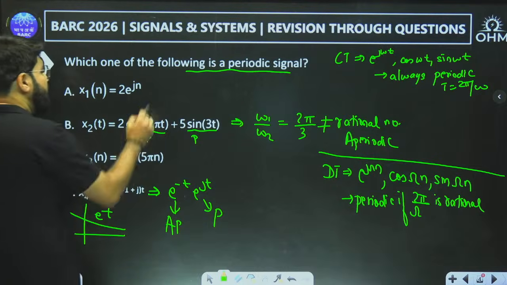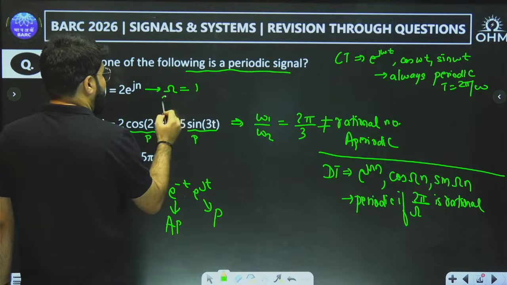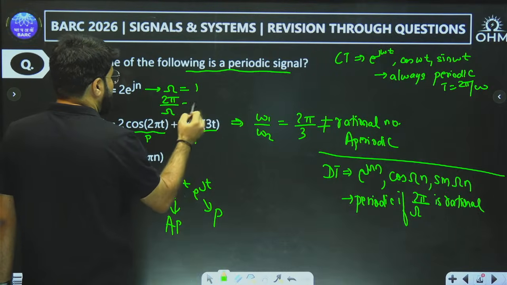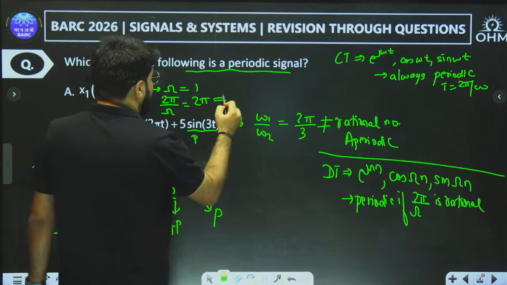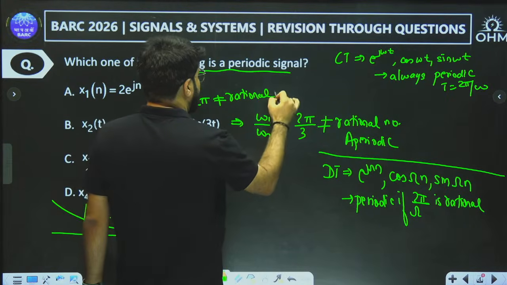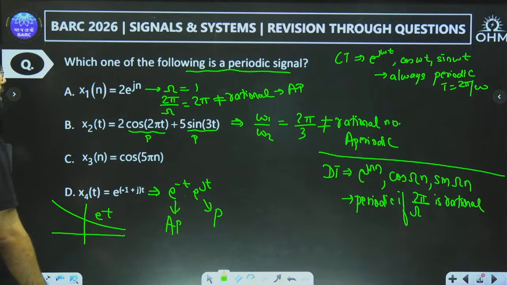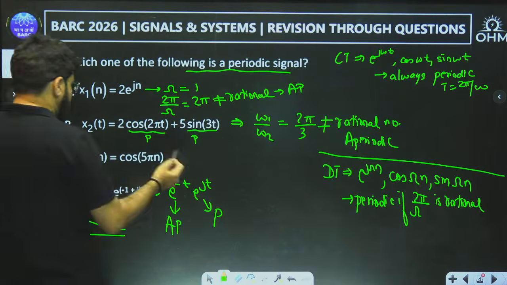So here, what is the value of omega in e power j omega n? Omega equal to 1, and then 2 pi by omega will be 2 pi. 2 pi is not rational, it is an irrational number. So the given signal is aperiodic. First also aperiodic. So the only answer left is C.